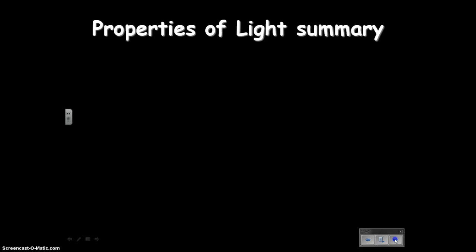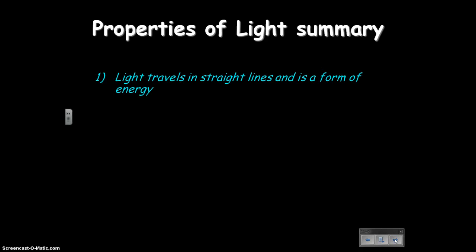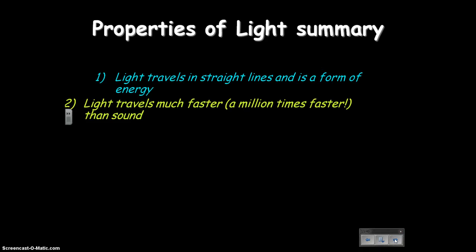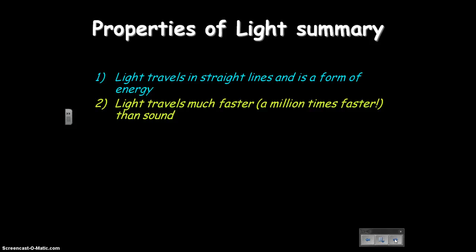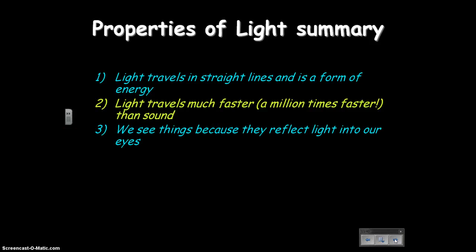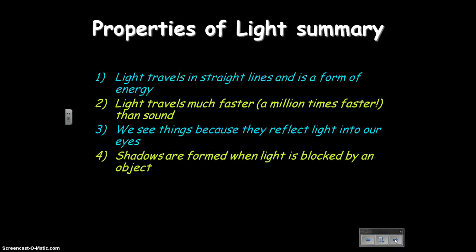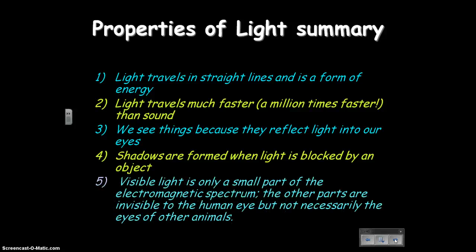Some properties of light summary. Light travels in a straight line and is a form of energy. Light travels very fast. We see things because they reflect light into our eyes, and shadows are formed when light is blocked by an object. Visible light is only a small part of that spectrum. The other parts are not visible to the human eye, and not necessarily to the eyes of other animals.